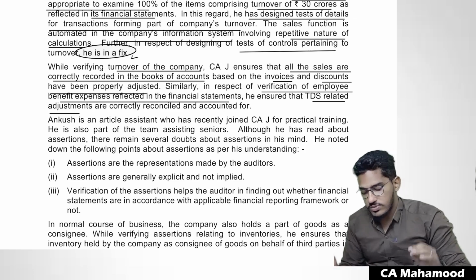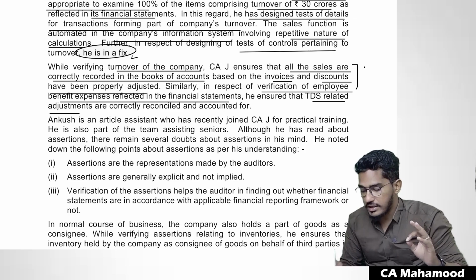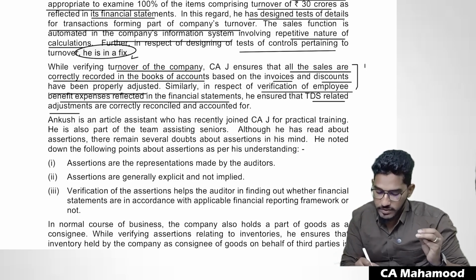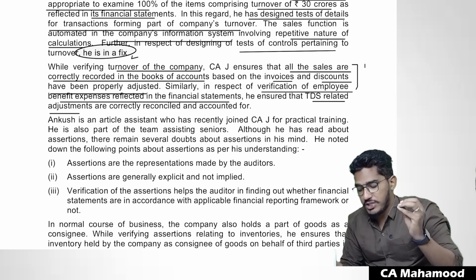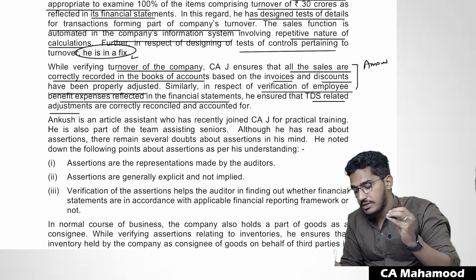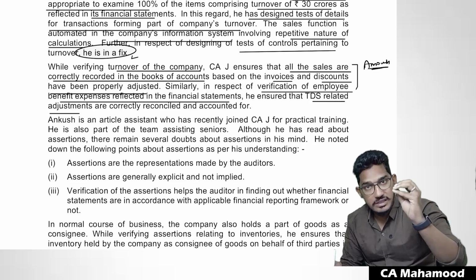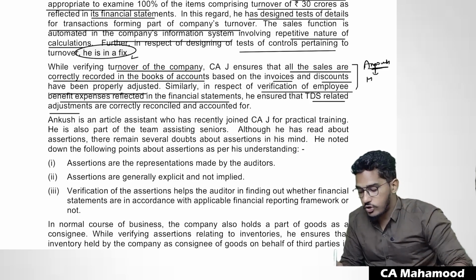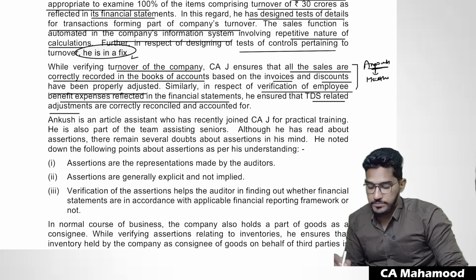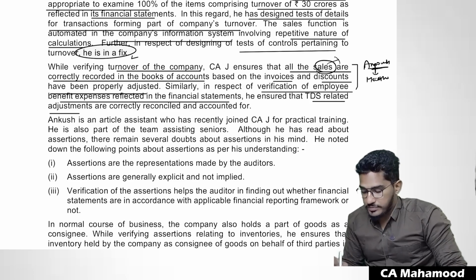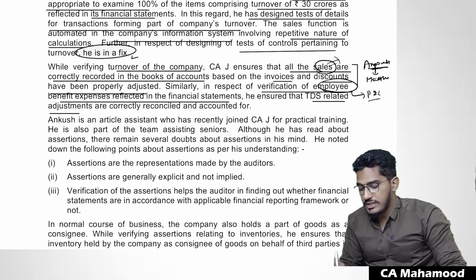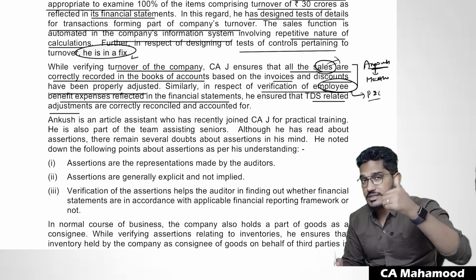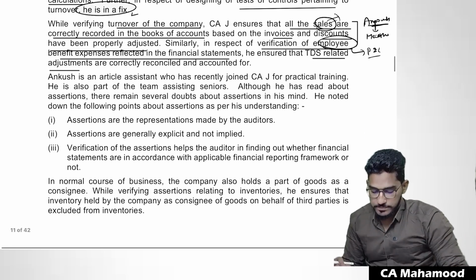Basically, when it comes to sales and also when it comes to employee benefit expenses, he wants to make sure that the amounts at which these expenses are shown, they are correct. That means he's trying to obtain audit evidence regarding measurement. Sales is also a P&L item, and employee benefit expense is also a P&L item. So he's trying to obtain evidence whether these figures are accurate or not. That means he's concerned about measurement assertion.